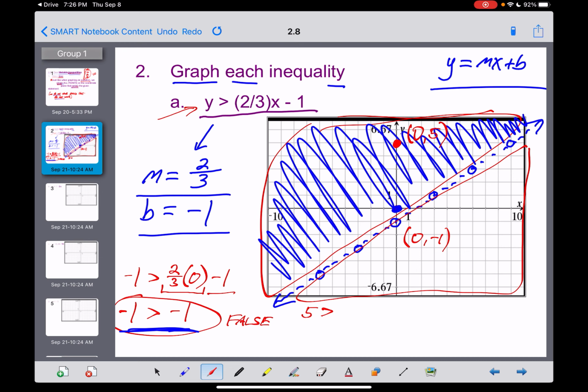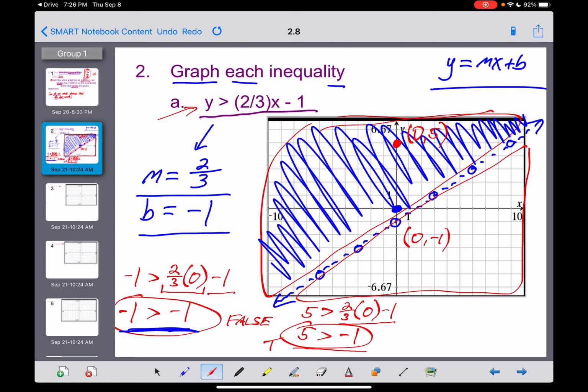5 is greater than 2/3 times an x-coordinate of 0 minus 1. Well, that's the same math I did on the right side before. 2/3 times 0 is 0, minus 1 is -1. 5 is greater than -1. That's a true statement. I'll just put a big T right there, and that makes me feel pretty good, everybody. Every point that you choose in the shaded region should work.